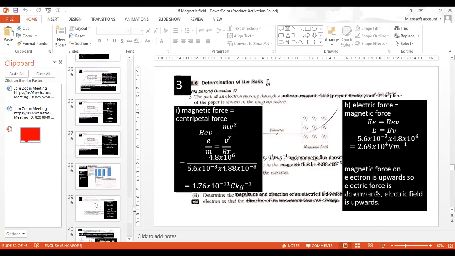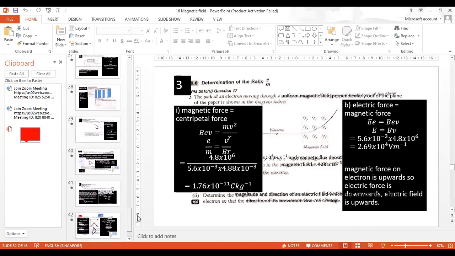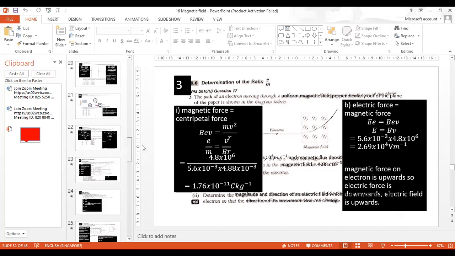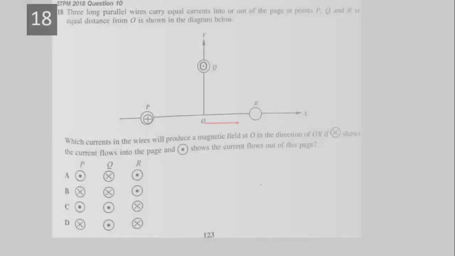Very popular, the magnetic field. That's why I have to review with you. Okay, where is it? This one. Remember that? This one we have done before. Just review with you in case you are still blur.